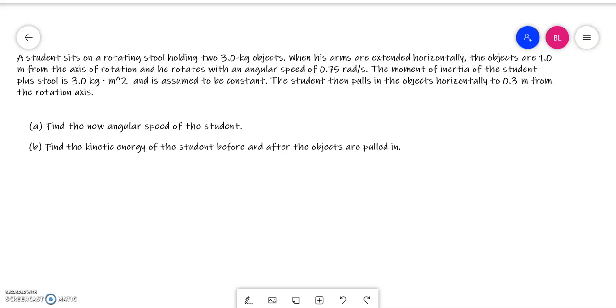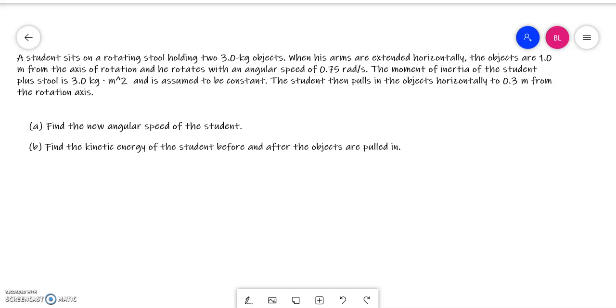This video is for problem 70 of section 8.6. A student sits on a rotating stool holding two 3-kilogram objects. When his arms are extended horizontally, the objects are 1 meter from the axis of rotation, and he rotates with an angular speed of 0.75 radians per second.